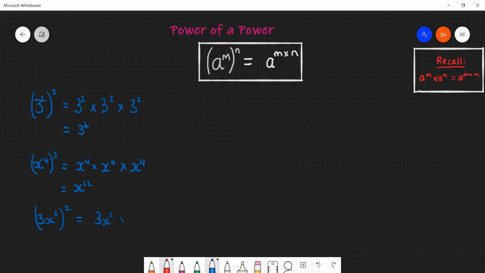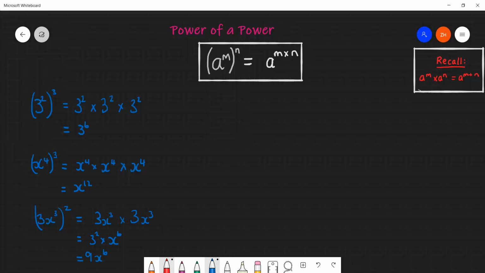3x cubed times 3x cubed. So we're squaring all of that in the brackets. The 3x cubed is being squared. So if we have a look at that, what we're going to end up with is 3 times 3, or 3 squared, times x cubed times x cubed. So we'll add the powers, becomes x to the power of 6, or 9x to the power of 6.